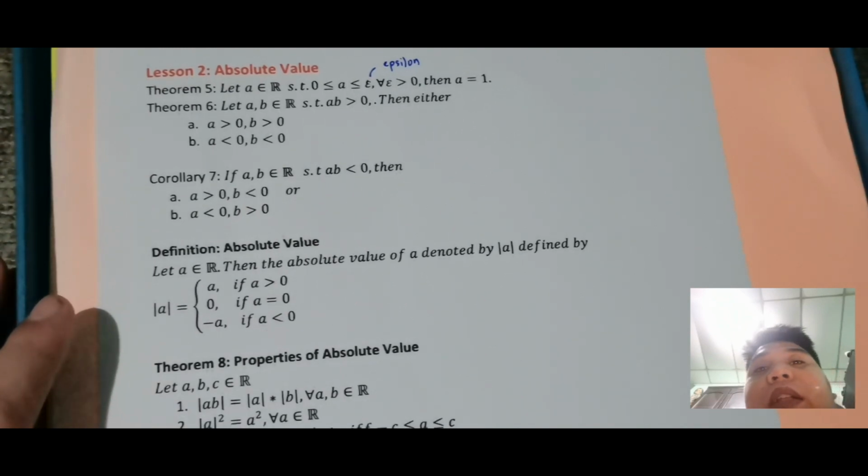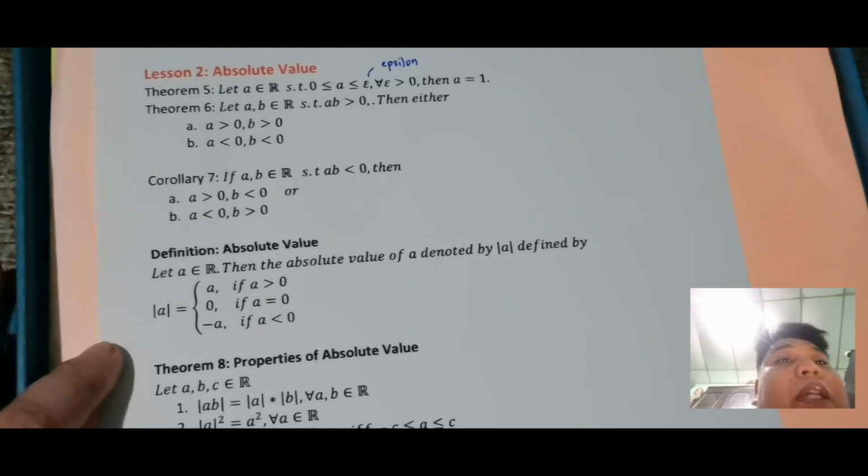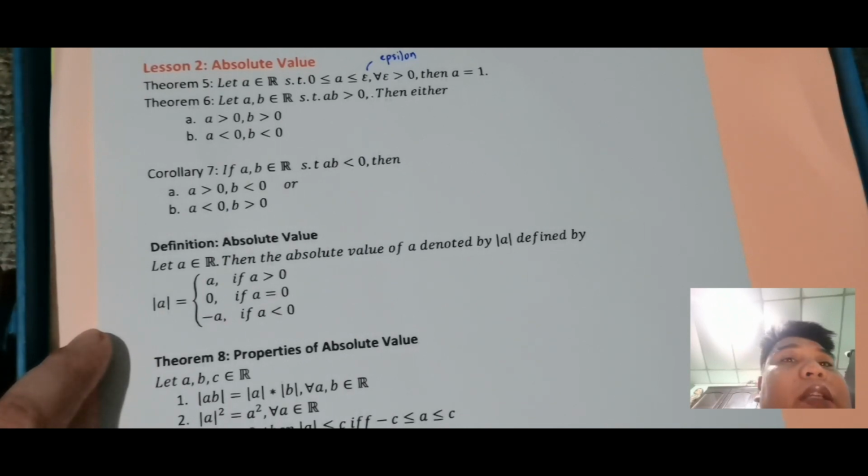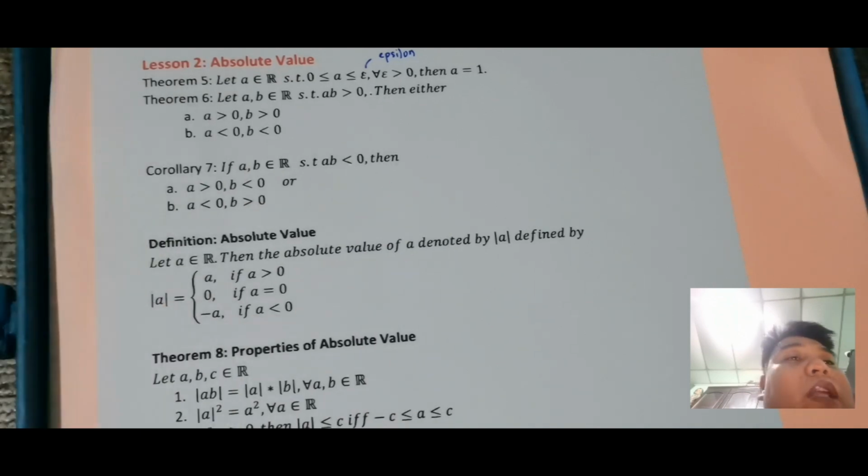So, corollary, if A and B element ng real number such that AB is less than 0, then, kung less than 0, so possible dito na isa sa kanila positive, isa negative. Or, yung isa negative, isa positive. Yun naman yung corollary 7. So, para lang naman siyang dinidefine lang si P. So, pag nag-multiply ka ng dalawa, so parang ito yung papunta sa zero product property. Okay, so definition, punta na tayo sa topic natin for today.